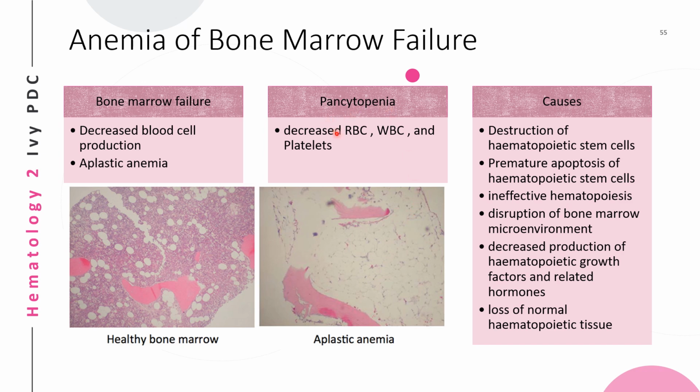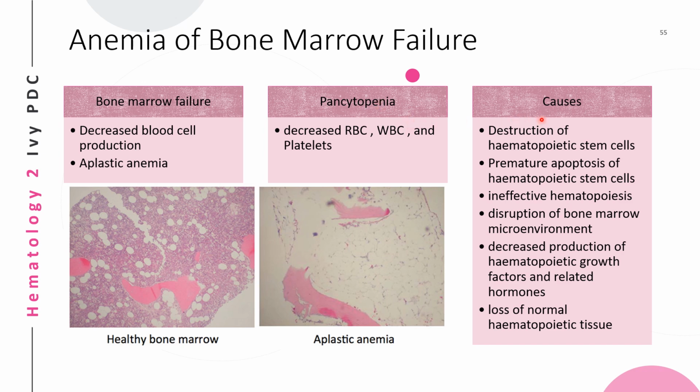Pancytopenia means that there is a decrease in the number of circulating red blood cells, white blood cells, and platelets. When all three cell lines are decreased, we can call this pancytopenia.